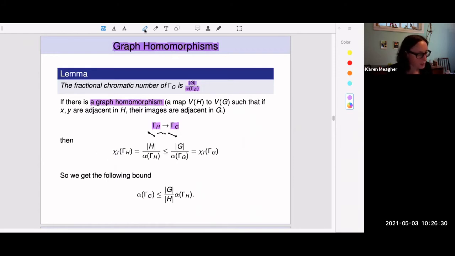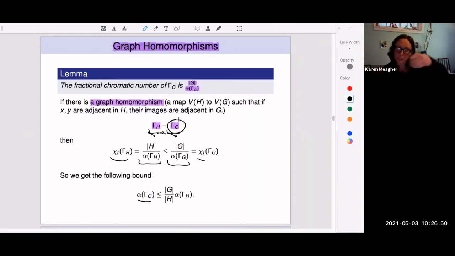Okay, so if I have a graph homomorphism from gamma of H to gamma of G, the fractional chromatic number of H, which is this guy, is less than or equal to the fractional chromatic number of G. And this inequality I can rewrite as a bound on the co-clique of the big guy, the guy you're going into.